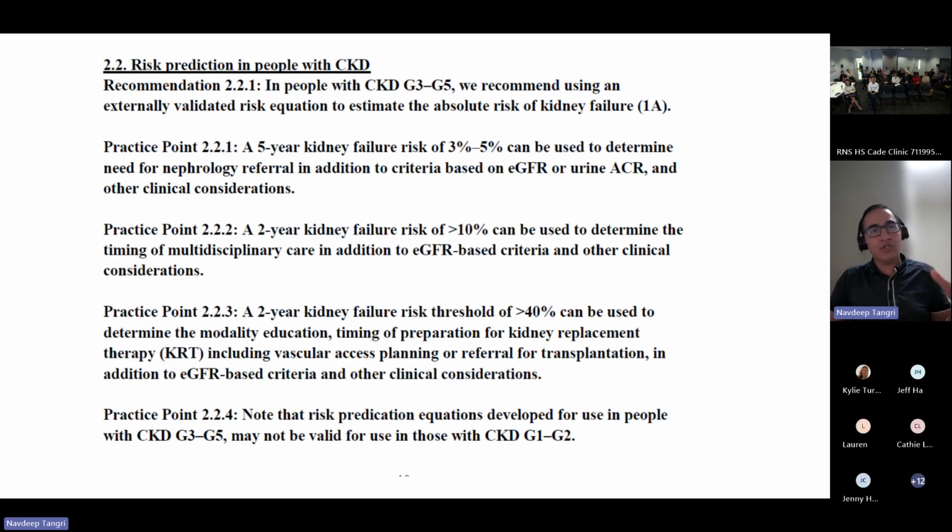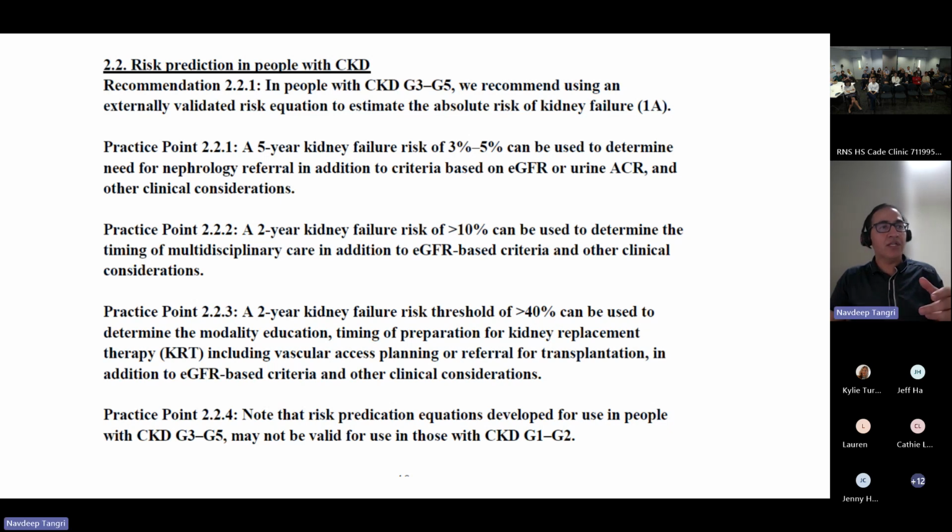Now, how do you actually do this in practice? These are the practice points. A 5-year kidney failure risk of 3 to 5% can be used to determine the need for nephrology referral, in addition to criteria based on eGFR or albuminuria and other clinical considerations. So 3 to 5% 5-year risk, or eGFR less than 30, or ACR greater than 60, or presence of polycystic kidney disease, presence of hematuria, pregnancy, other things.